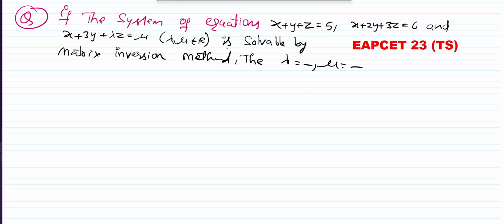This is the next question from matrices. A system of equations is given: the first equation is x + y + z = 5, the second is x + 2y + 3z = 6, and the next one is x + 3y + λz = μ. Here λ, μ belong to R. If it is solvable by the matrix inversion method, then λ and μ are what?